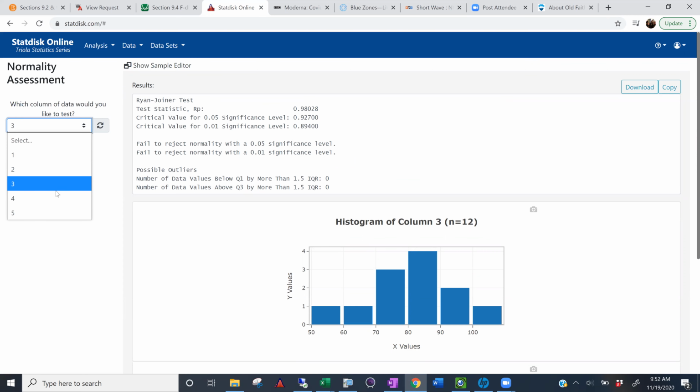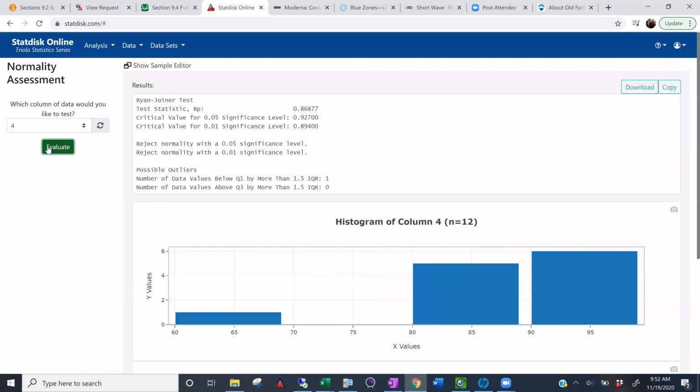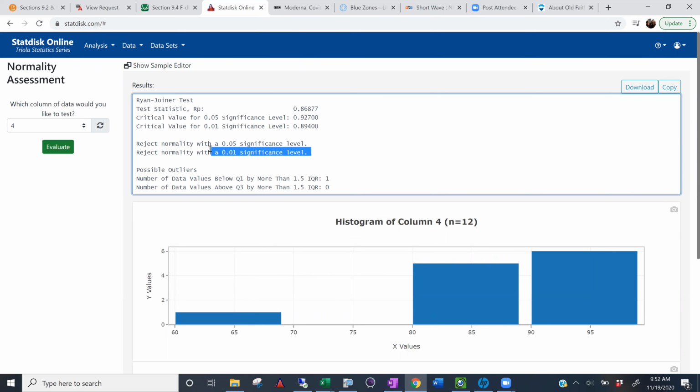Let's take a look at the other population. Or is it good enough just to look at the first one? No, you need both. Yeah, thank you. You got to look at both. And the second one doesn't look too good. In fact, it's bad enough that you can reject normality at the 1% and 5% levels. So realistically, you probably shouldn't be using this test.